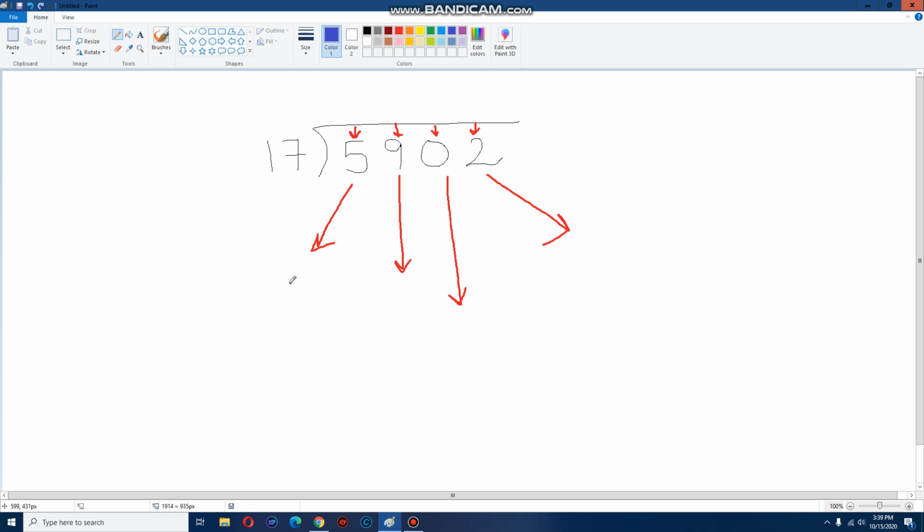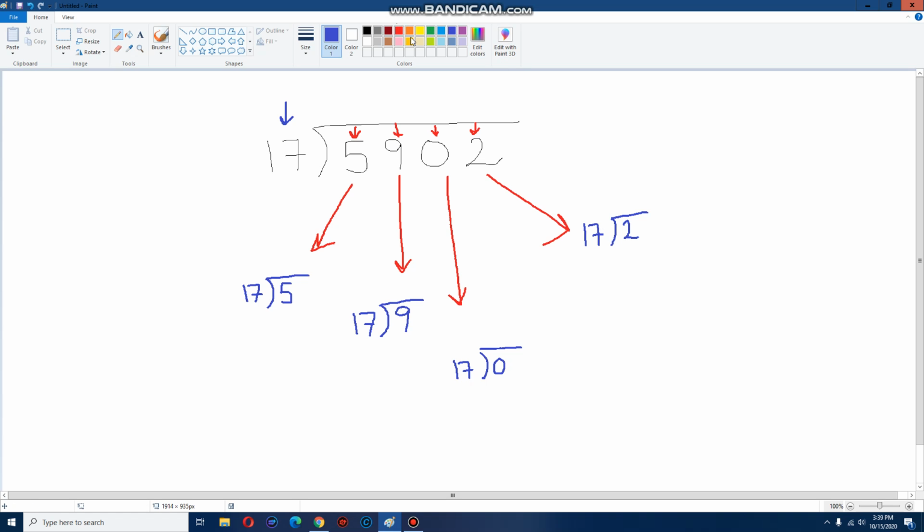So here we have 5, and we're going to obviously put it divided by the number 17, because 17 is the number we're dividing by. So that'll always stay the same. Let's go to 9. Again, we'll have 9 divided by 17. Then we'll have 0 divided by 17. And finally, we're going to have 2 divided by 17. So here we are. We have set up our division problem.